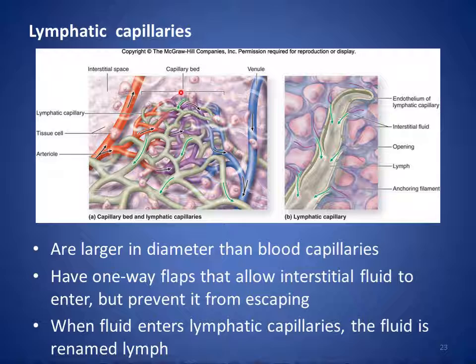This image shows you an example of the lymphatic capillary network as it intertwines with the cardiovascular capillary network. Typically, the lymph capillaries are larger in diameter than blood vessels, and they have one-way flaps that allow interstitial fluid to enter but prevent it from leaving. And when fluid enters the lymphatic capillary, the fluid is renamed lymph.